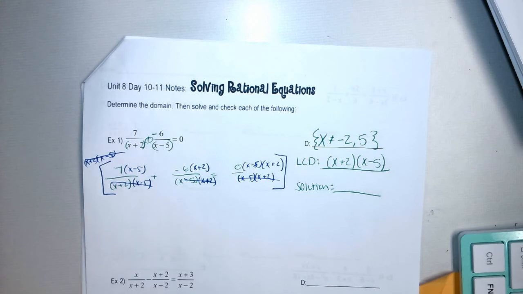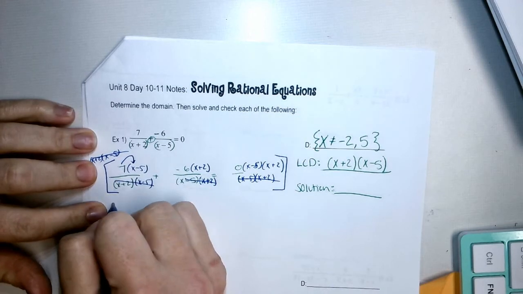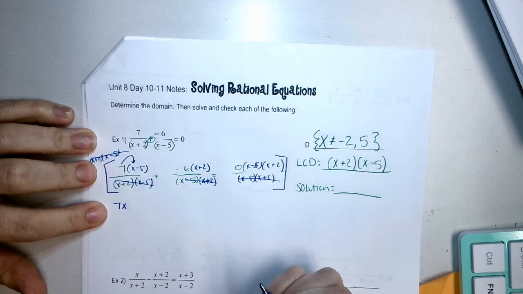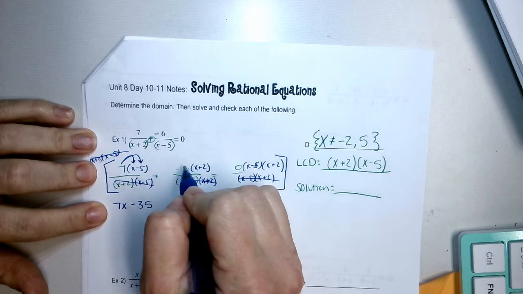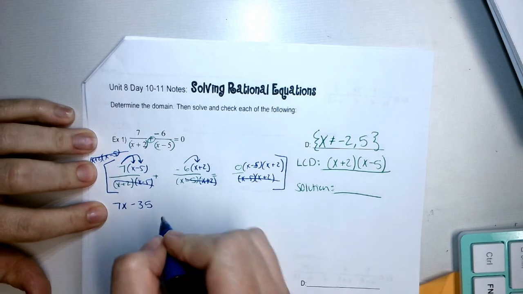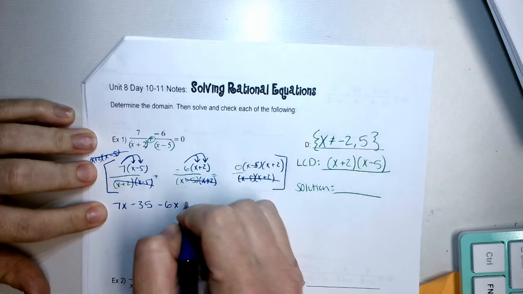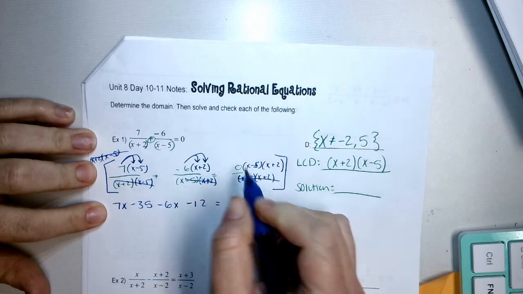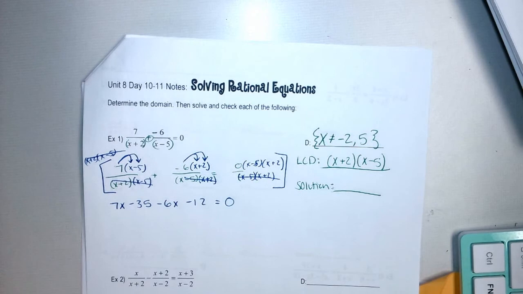Knowing that, now we're literally just solving the top. So let's go through and figure out what that is. 7 times x is 7x. 7 times negative 5 is negative 35. Negative 6 times x is negative 6x. Negative 6 times 2 is negative 12. Equals, well, what's 0 times anything? 0. So nothing really even changed on the right side of the equal sign on this one.